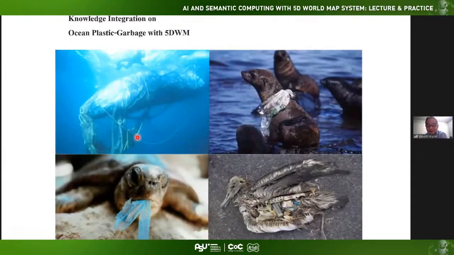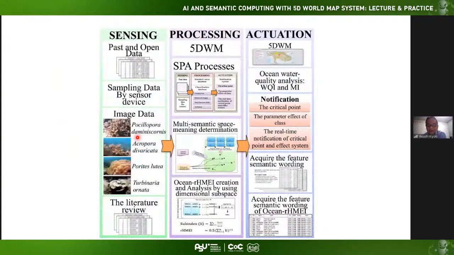And for example, this is plastic garbage. This is a very important issue existing in the world. Plastic garbage gives big damage to living things. And so how to make a plastic garbage reduction in the ocean or river? So what's a good S? What's a good P? What's a good A?